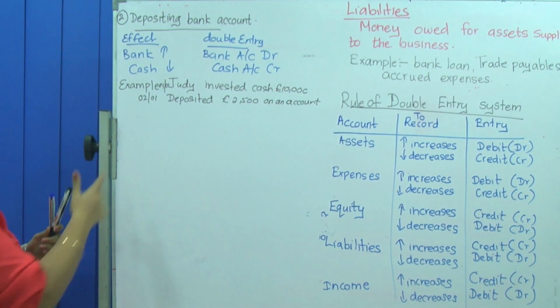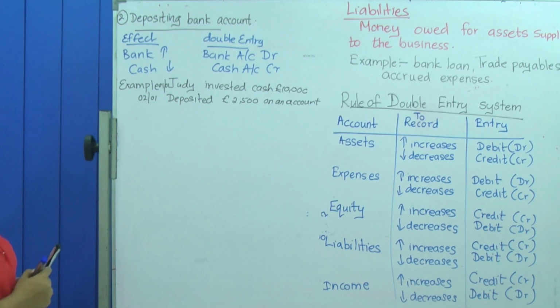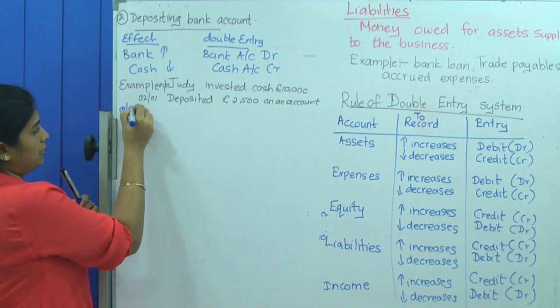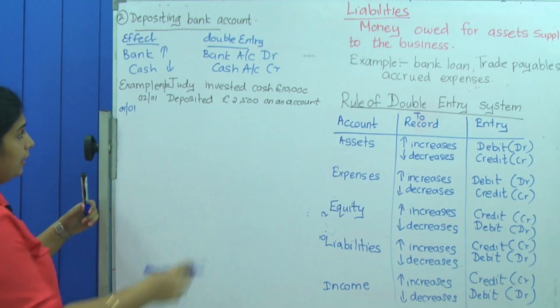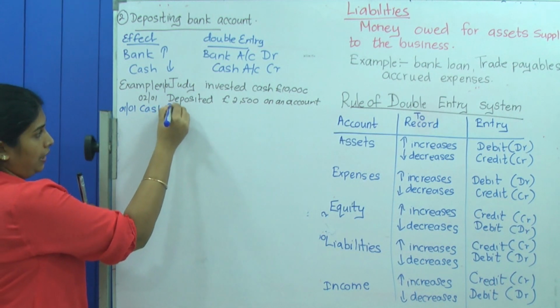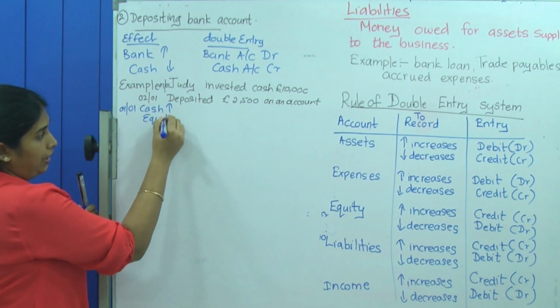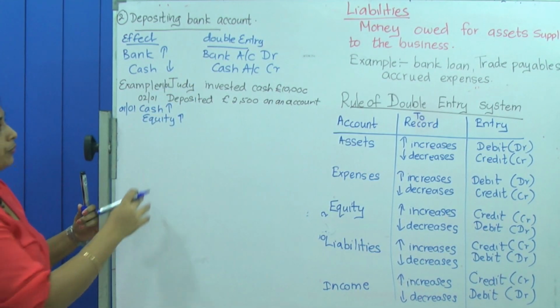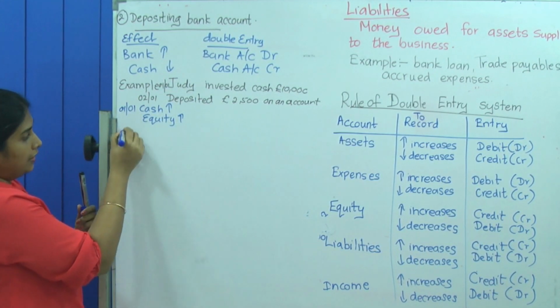Okay, now same business, two different transactions. So the first one affects the first transaction which she has done on 1st of January. When she invested, cash increases and equity increases. So there are two different transactions. I have joined those two transactions to make you understand easily.